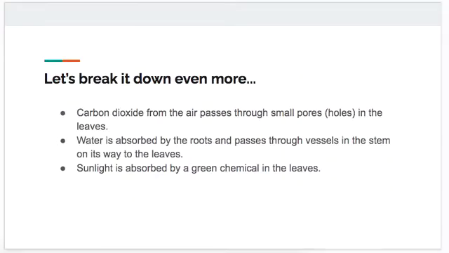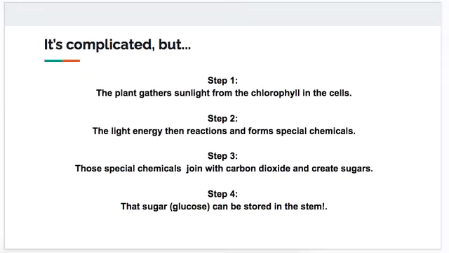Let's break it down even further. Okay, let's simplify it because I'm telling you right now, folks, photosynthesis is a complicated process. So let's really try to break it down as best we can, okay? Carbon dioxide from the air enters in tiny little holes in the leaves, okay? Water, of course, we know is absorbed from the roots, passes through the stem, we know that already, and sunlight is absorbed through the chemical in the leaves, okay?